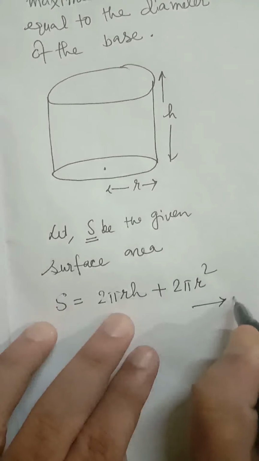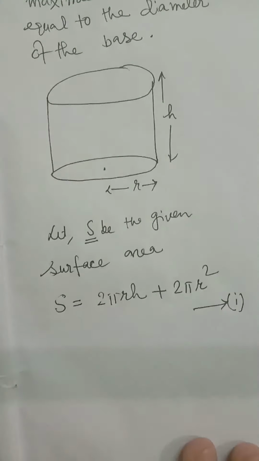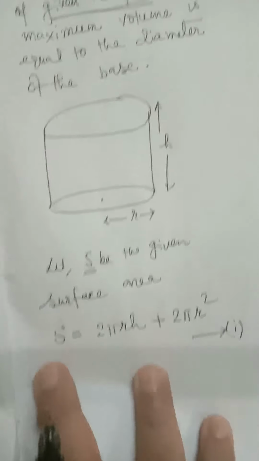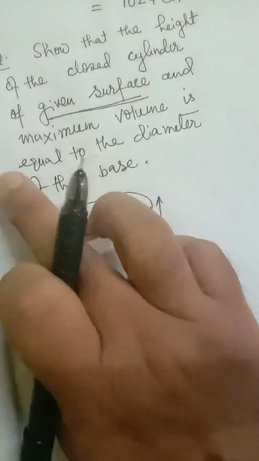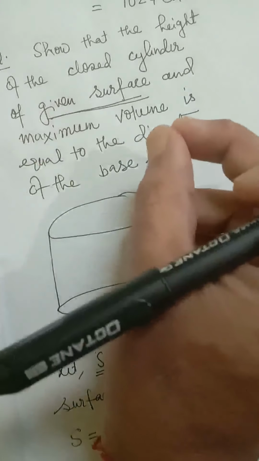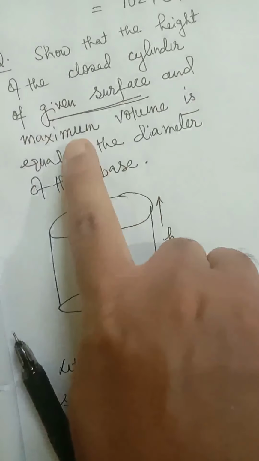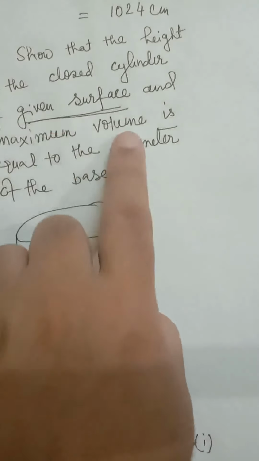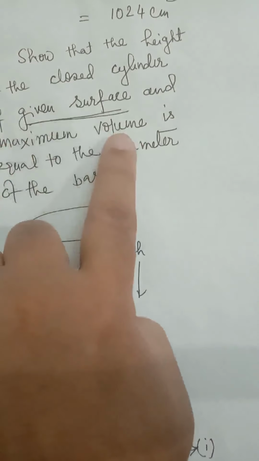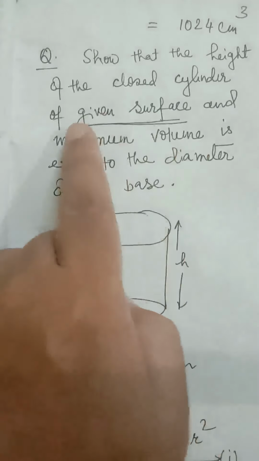This is the surface area of a closed cylinder, you can see. And maximum volume, again you have to read carefully. The term maximum or minimum is attached with volume. Maximum volume means you have to show the volume is maximum.